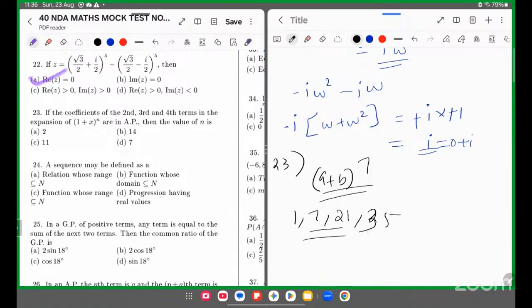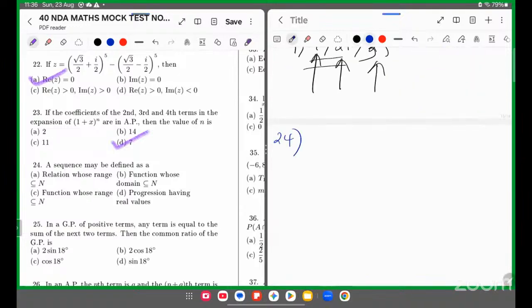So 7 plus 14 is 21, and 21 plus 14 is 35. So the second, third, fourth terms are in AP means the corresponding value of n is 7. So for question number 23, the answer will be option D. Second, third, fourth terms are in AP means n should be considered as 7.